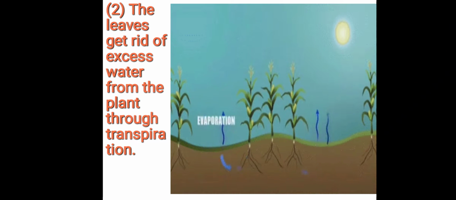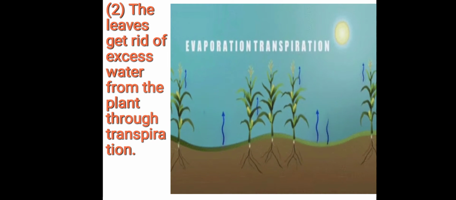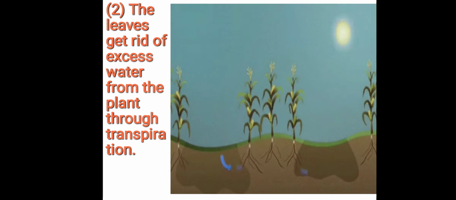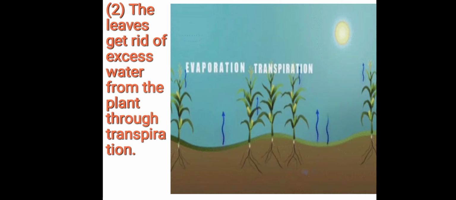So the leaves get rid of excess water from the plant through transpiration. Transpiration means loss of water from the plant. So excess water is removed by the plant through the process known as transpiration. Whenever it's very hot, we sweat a lot. Same thing for the plant also, it's like sweating.